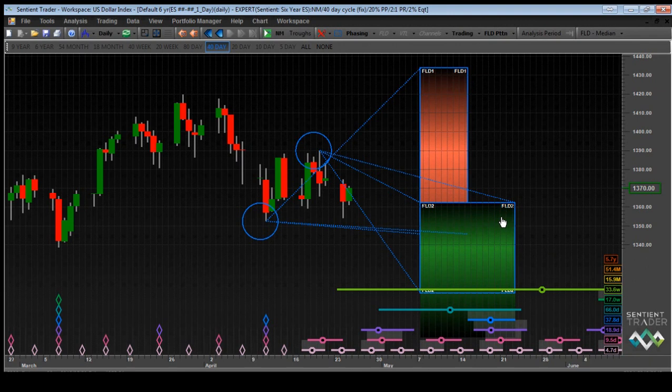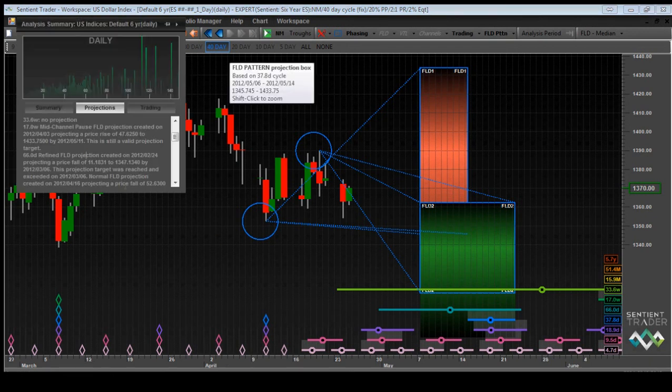That's the simple answer. The more complex answer is that as you get to understand Hurst's cyclic principles more and more thoroughly, you will know that normal FLD projections sometimes are very reliable, but at other times, in different types of market conditions, they are not that reliable. So they are presented to you in Sentient Trader. You can look at them, you can study them, you can work with them. Whether or not you should take them too seriously is something that Sentient Trader has built into it in generating these FLD pattern projection boxes, which is why the simple answer is just look at the pattern projection boxes.